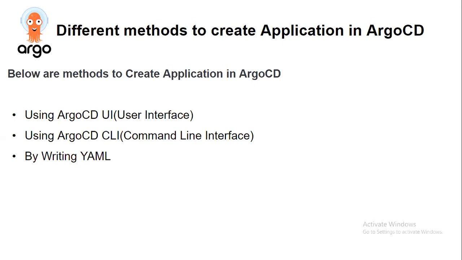Then the third method is by writing a YAML file. That means we need to create a YAML file, and in this YAML file we need to write the data that our application needs to be created as well as deployed. So those are the methods to create our application in ArgoCD: using the ArgoCD UI, using the ArgoCD CLI, and by writing a YAML file. Those are the three methods.